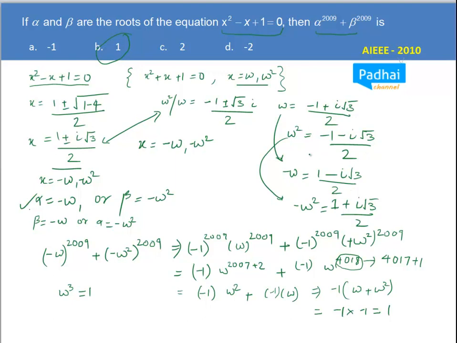Okay, so this is how we solve this question. There are numerous methods to solve this kind of questions, but I suppose the easiest way to solve this is by using this property that the roots will be minus omega and minus omega square.